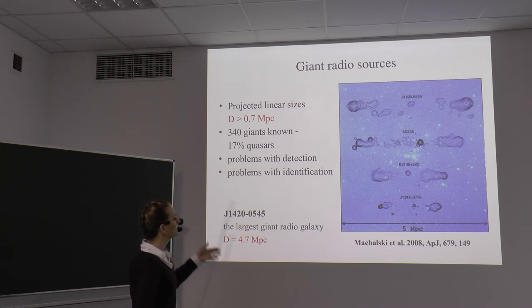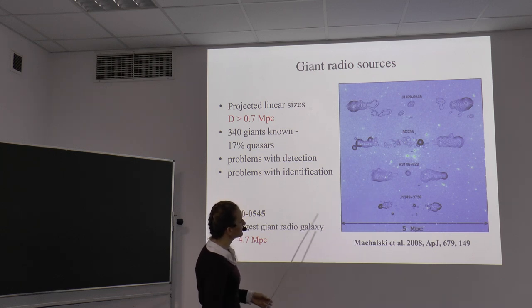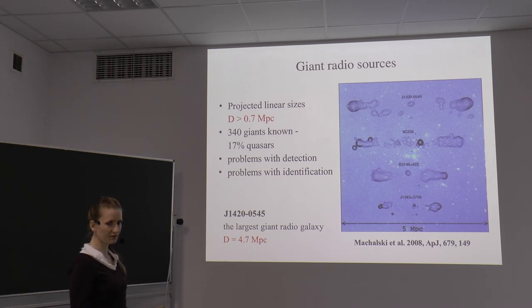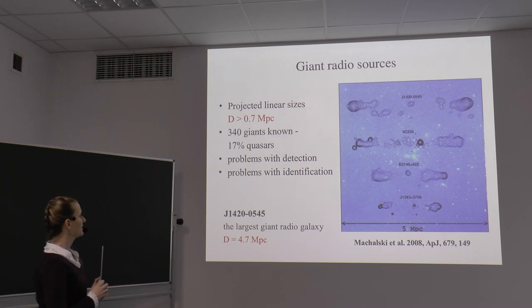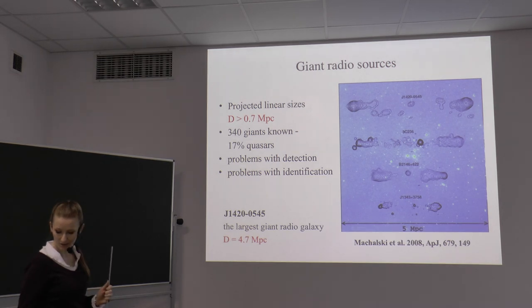Okay, so these sources are overlaid on the optical image of the Coma cluster, and you can see that their sizes are comparable with the sizes of clusters of galaxies. So they are very, very huge objects. Today we know only 340 giants. It is mostly because there are some problems with their detection and identification.